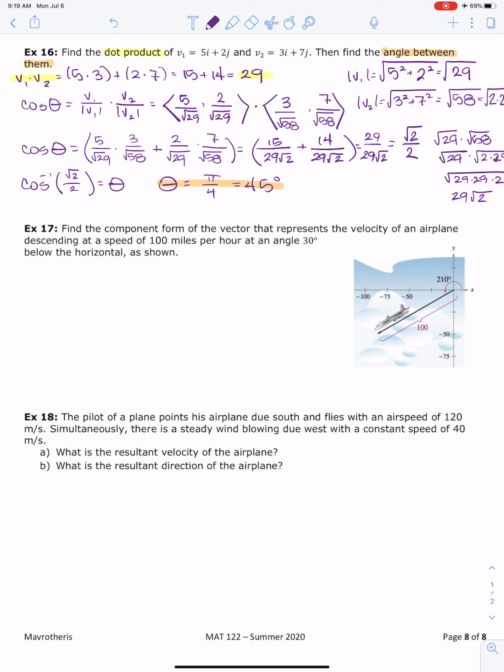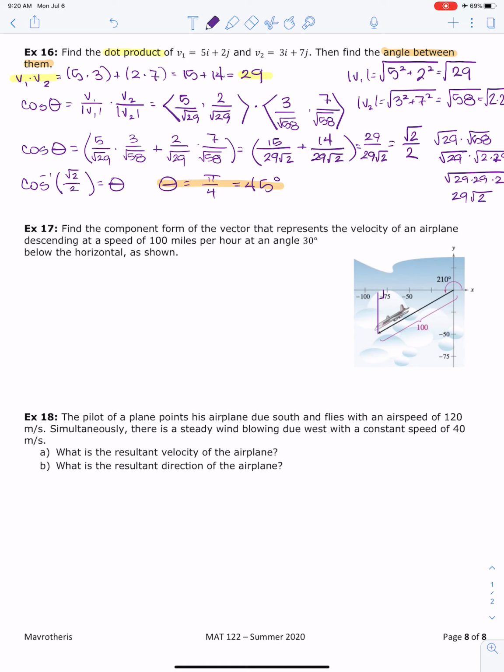So as we talk about the component form of the vector, keep in mind that it is giving us magnitude per hour and direction. If you were applying this to a problem that was asking where it is 5 hours later, you'd have to work through that and figure it out. Okay, so here's what I'm going to do. I'm just going to draw the right triangle in.